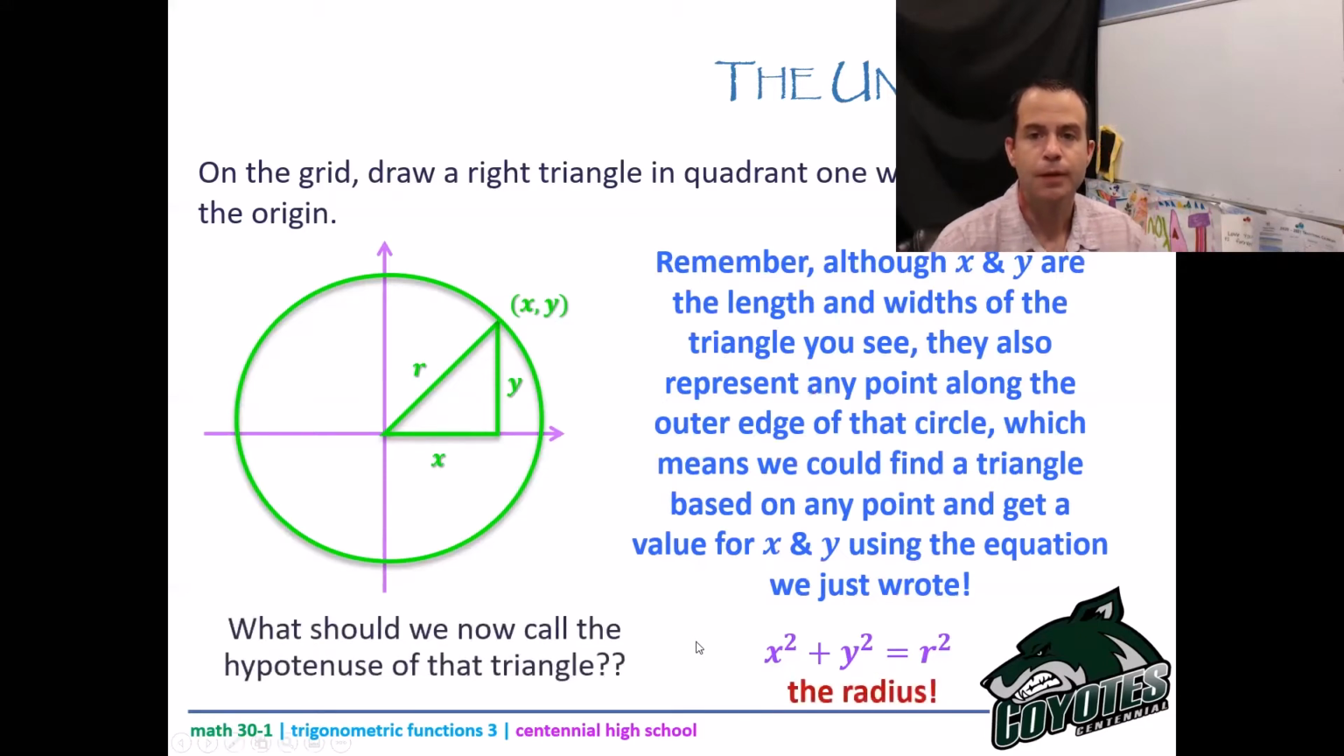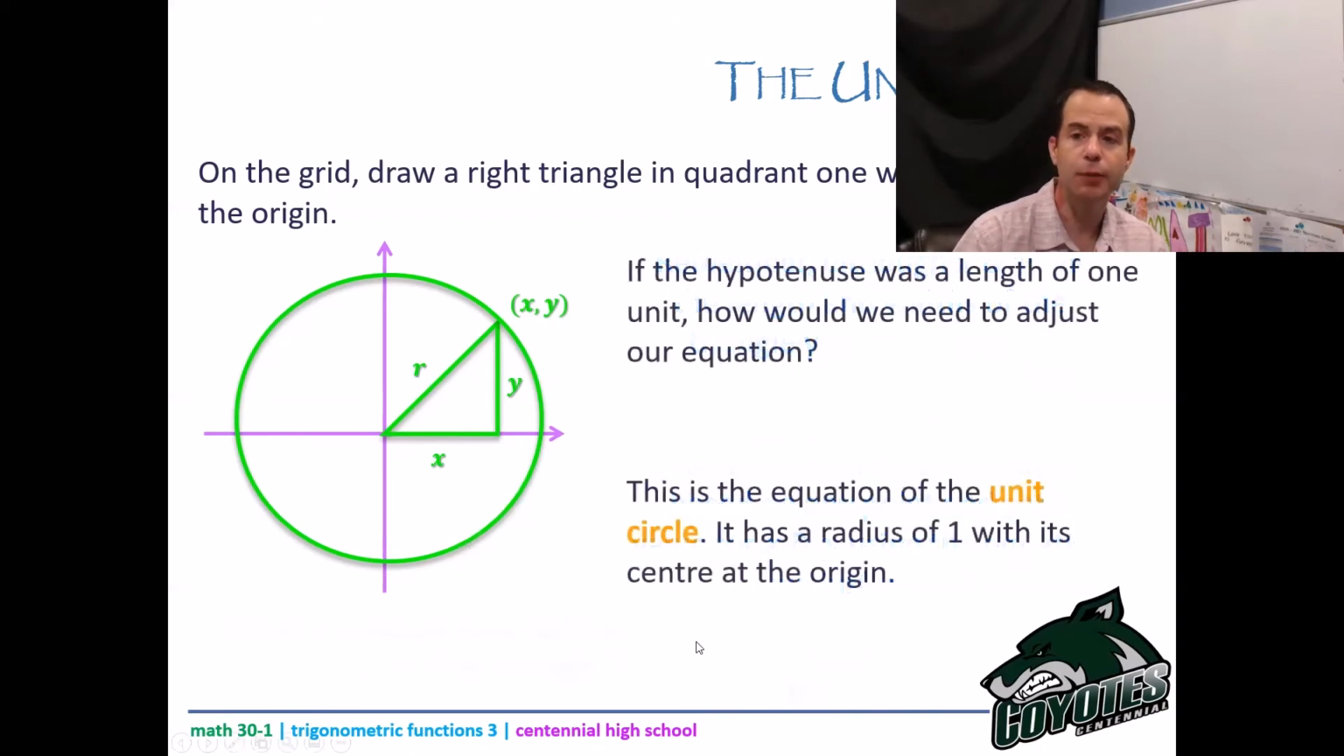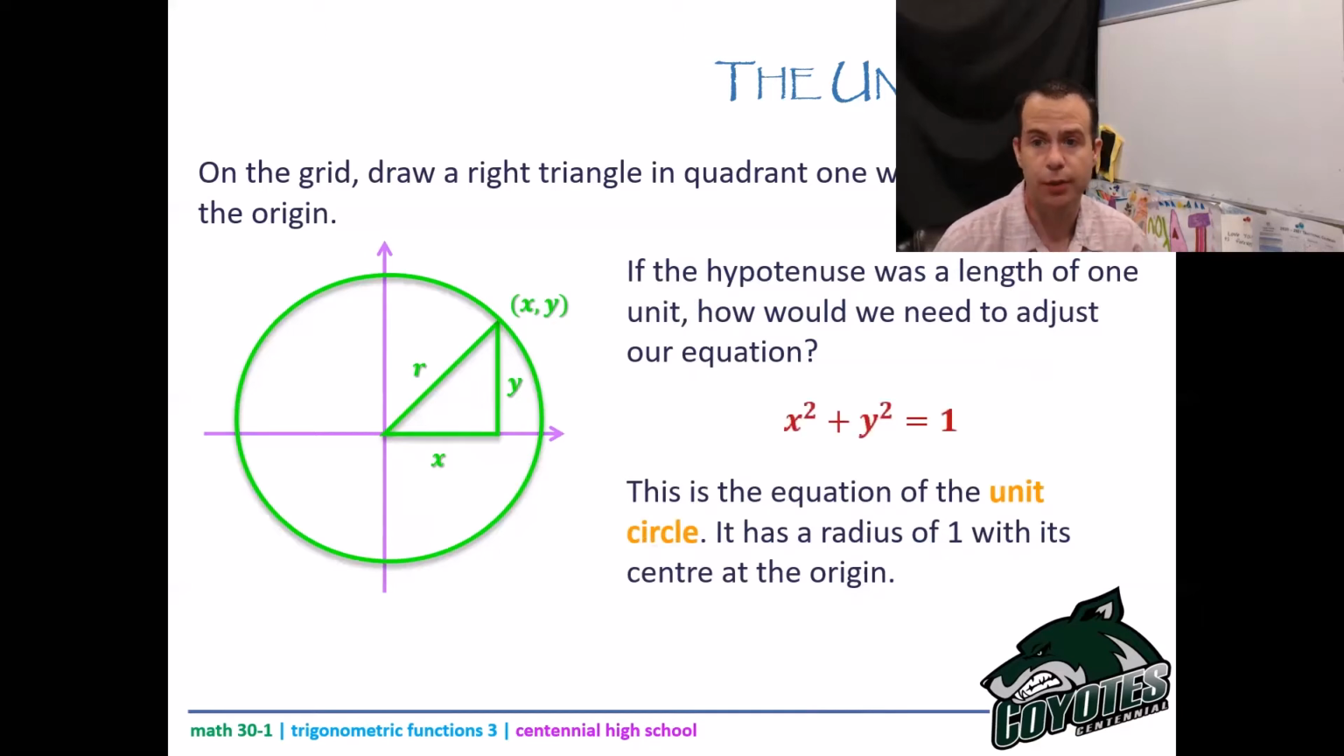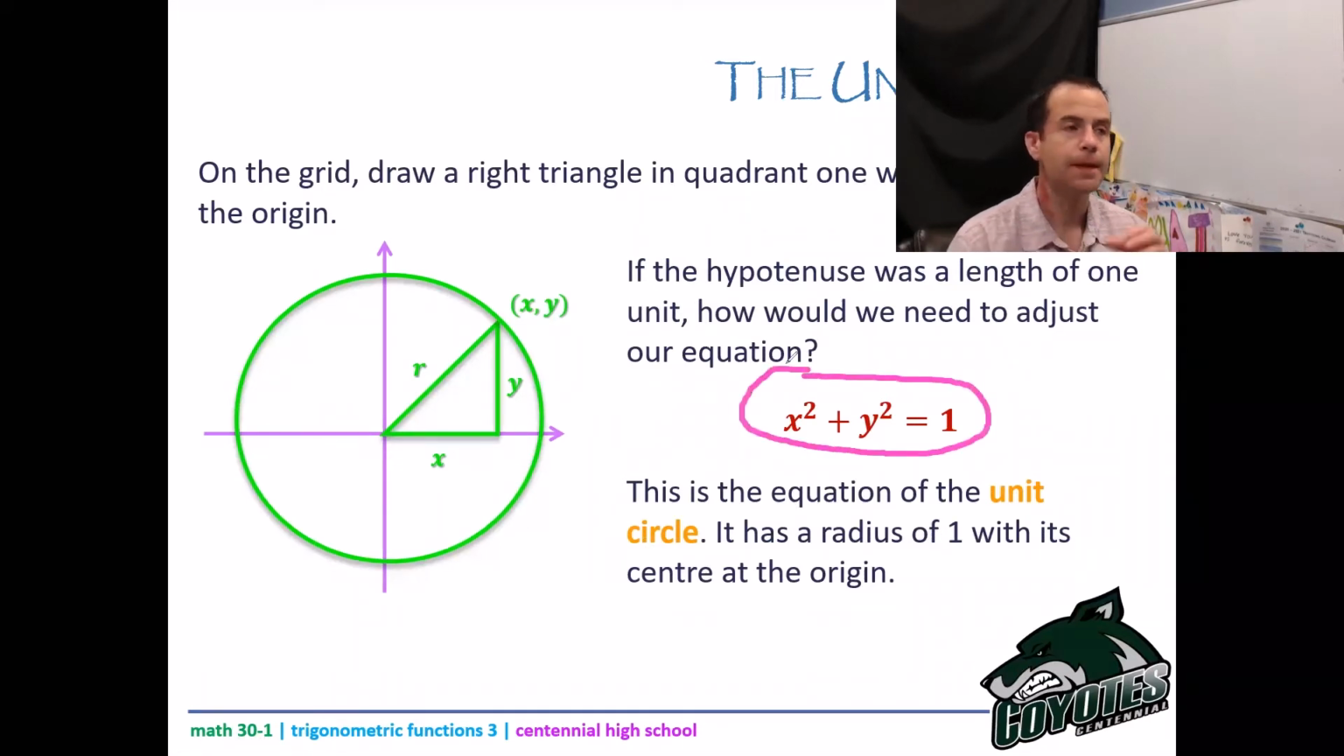So if the hypotenuse was length 1, remember I just gave you an example where the radius was 4, so we said it was x squared plus y squared equals 16. Now we're saying the hypotenuse or the radius is 1. How does our equation adjust? Well, now it's going to be x squared plus y squared equals 1, because 1 squared is 1. That fella, x squared plus y squared equals 1, is the equation of the unit circle. A unit circle is a circle with a center at the origin and a radius of 1.